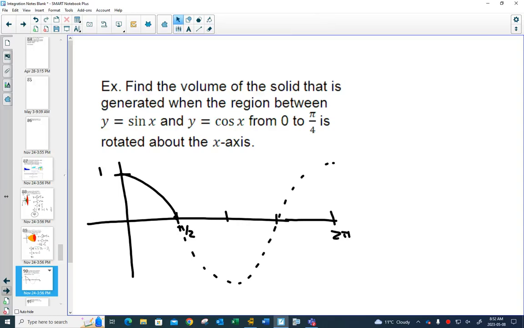Then our sine graph starts at 0, then it would go to pi over 2, and then it would keep on going for one full revolution. And it just so happens that right here, where they intersect, happens to be at pi over 4.